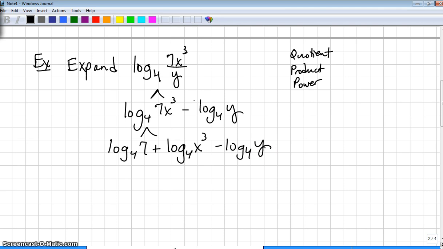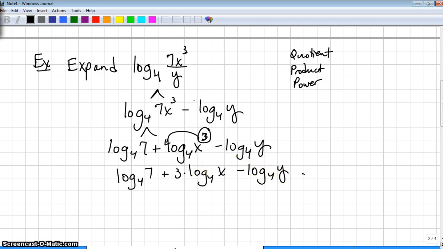And then lastly, we look at the arguments. Do you have any powers? Yes, we do. We have x cubed, which is a power. So the power property tells me that this exponent can go directly in front of the logarithm. So we make it 3 times log base 4 of x. All this is an exercise in practicing using our properties. We're expanding here, starting with one logarithm and making it many logarithms.